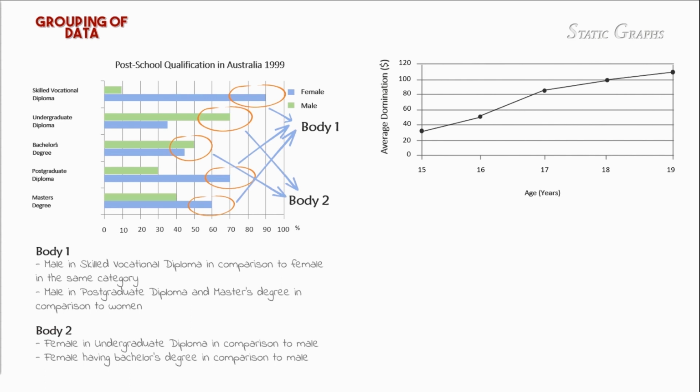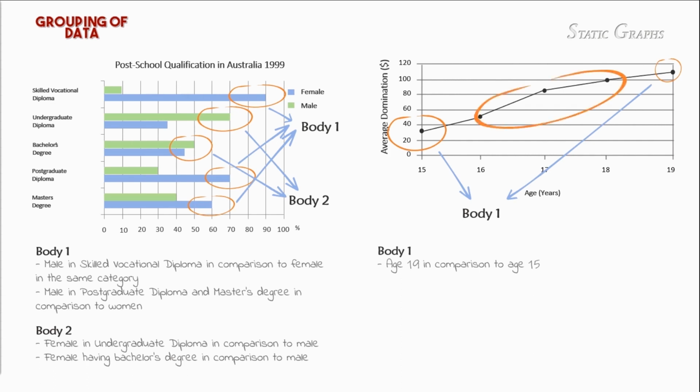This is also an example of a static line graph. Although this is uncommon, this is how we can group our data. For body 1, it will be about age 19 in comparison to age 15. In body 2, age 16 in comparison to 17 and 18. You just have to remember that in static graphs, always look at the highest and the lowest figure, and the second highest and similar figures.